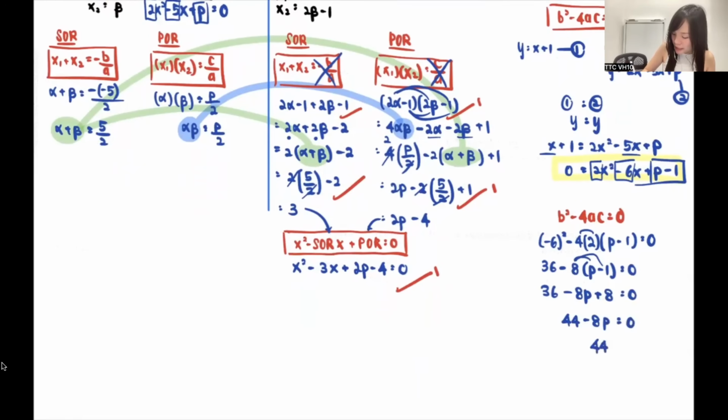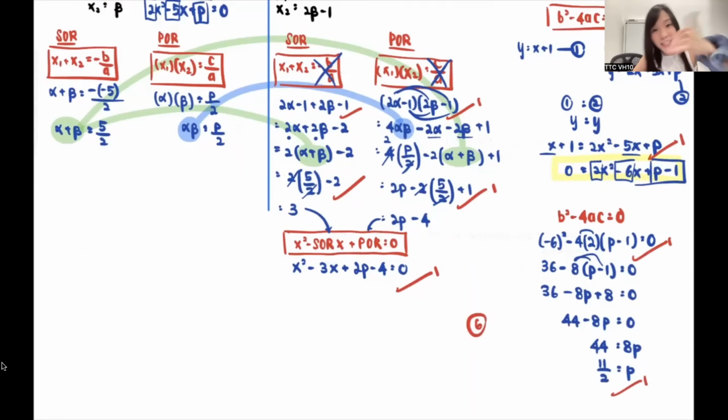So minus 8P, I move it over, plus 8P. So P will be 44 divided by 8. I get the answer 11 over 2. If you want to write decimal, 5.5 also can. 11 over 2 also can. That's 3 marks. Where are the 3 marks? This answer is 1 mark. When you sub inside b squared minus 4ac equals 0, 1 mark. When you combine these two equations together, another 1 mark. There you go, 6 marks.